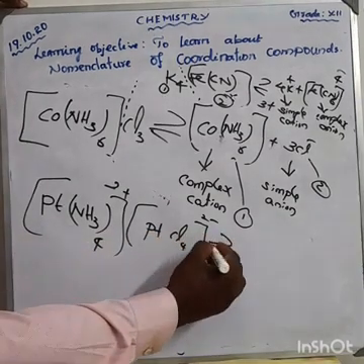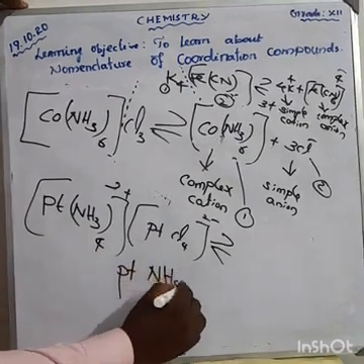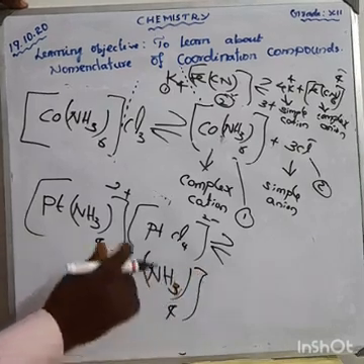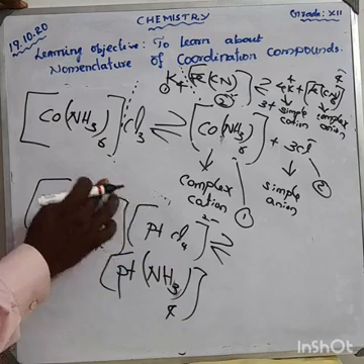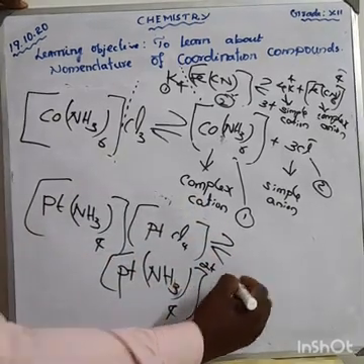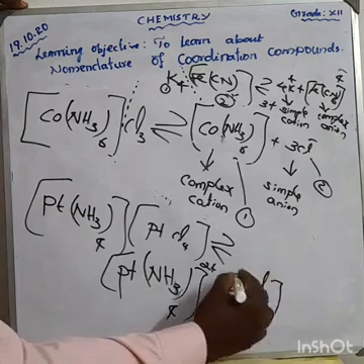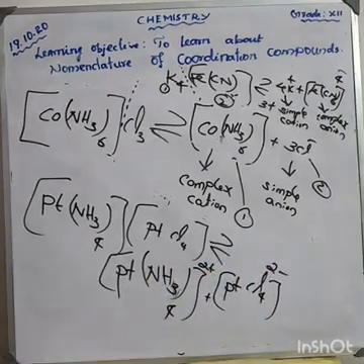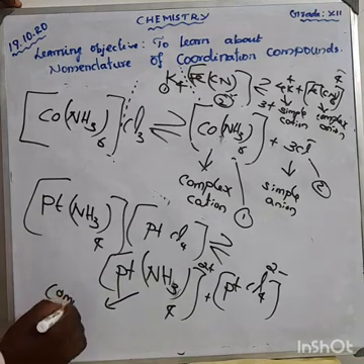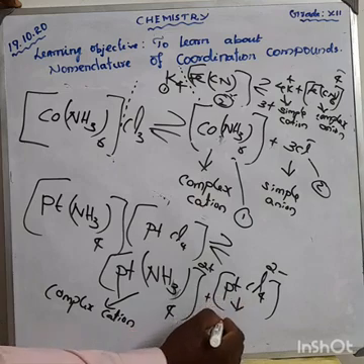Here, [Pt(NH3)4]. Don't write the charge inside here, okay? This is because it is the complex. Don't write the charge here. Here write 2 plus. And the next one, [PtCl4] 2 minus. This is the complex cation. This is the complex anion.